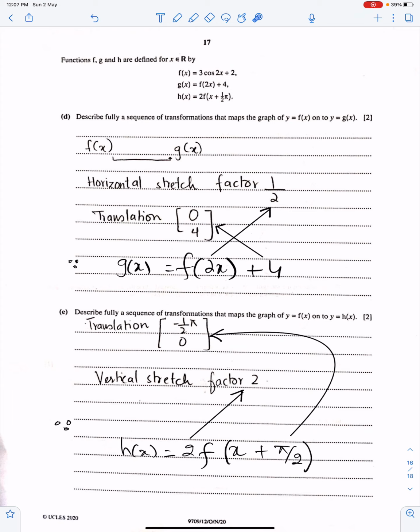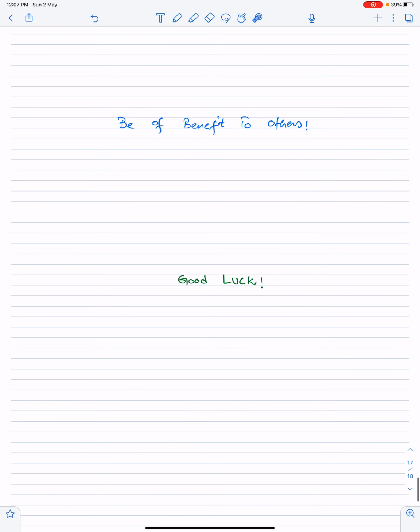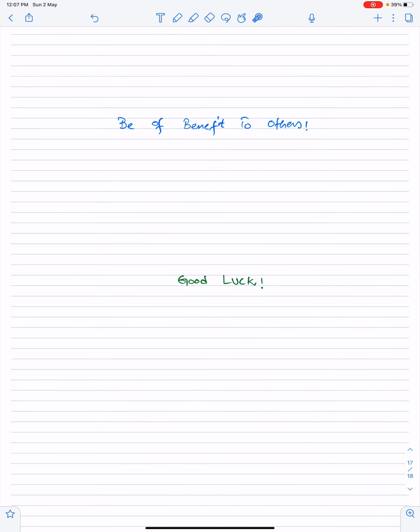You should take the screenshot of the solution as well. You should be good at transformations. Otherwise, you won't be able to recognize these things easily. I hope this lecture will help you to understand how to solve the questions of P1.